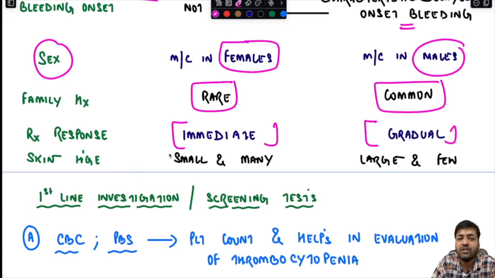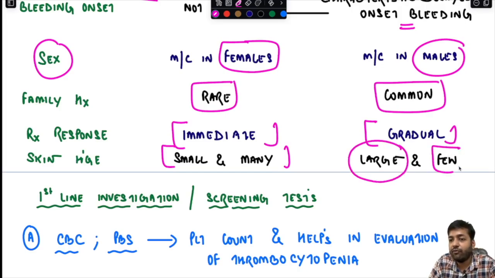And the skin hemorrhages are very small and multiple in bleeding because of platelet or vascular disorder, in the form of petechiae and purpura, whereas the bleeding area in the skin is very large and few in bleeding secondary to coagulation disorders, for example, ecchymosis.